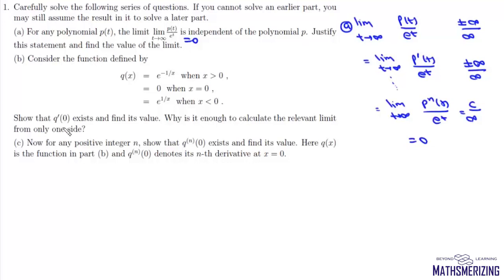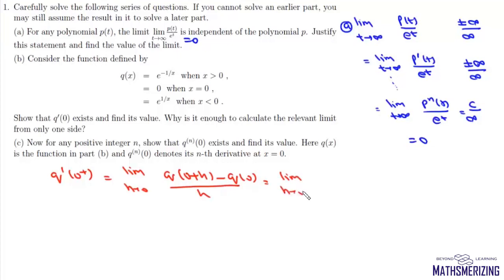Now part B is, show that q dash 0 exists and find its value. And why is it enough to calculate the relevant limit from only one side? Now we'll find q dash 0 positive. Now q dash 0 positive will be limit h tends to 0 of q(0 plus h) minus q(0) upon h. Now q(h), when x is greater than 0, is simply e to the power minus 1 by h, and q(0) is 0 and here will be this h.